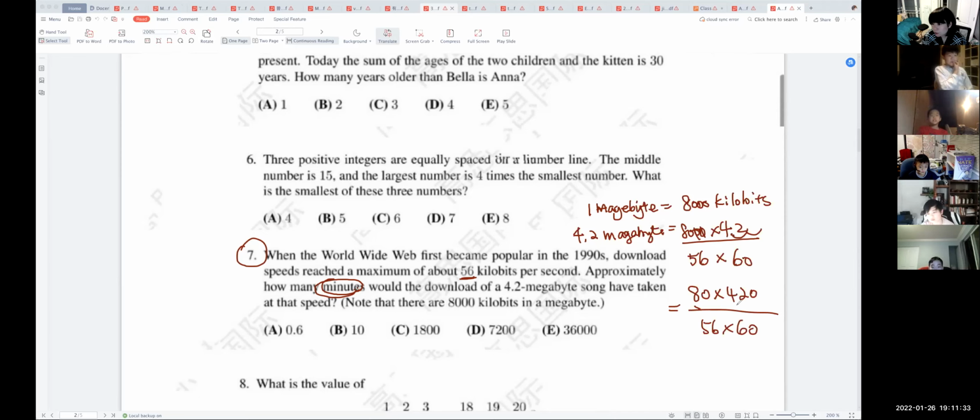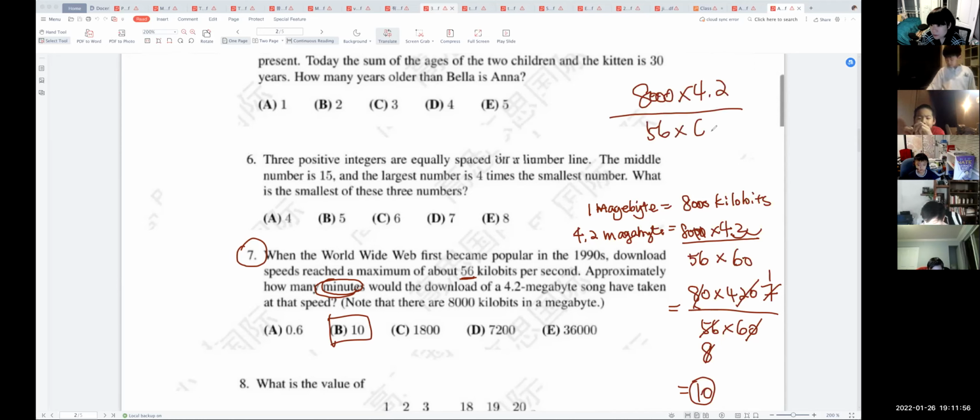Why? Everybody take a look. 420 divided by 60 equals 7. Correct? 56 divided by 7 equals 8. 80 divided by 8 equals 10. So the answer is B. Because 8,000 times 4.2 divided by 56 times 60 is a very big number. Get it?